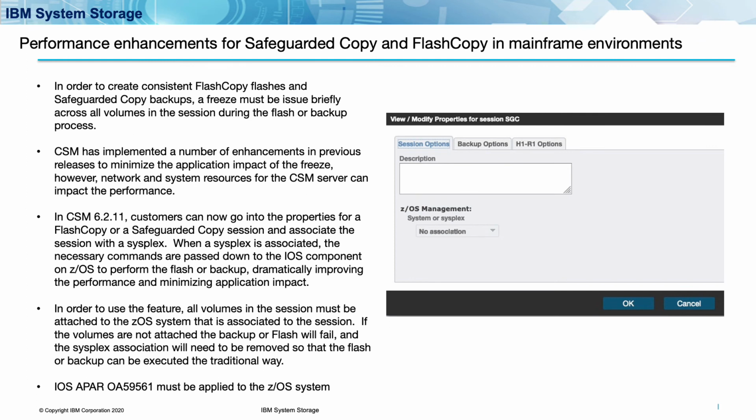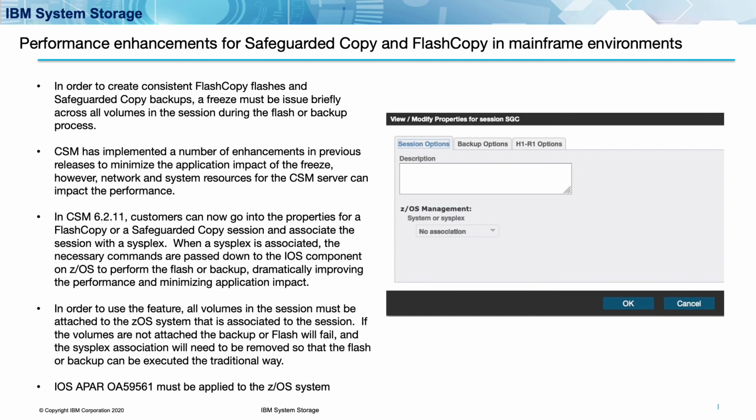So how do we do it? Well, we've worked diligently with our counterparts in the IOS z/OS team to supply a new solution. The IOS team is the same team that provides the HyperSwap support for CSM for all your high availability needs. Now, if you specify a z/OS association on a safeguarded copy or FlashCopy session, so that means you go into the CSM properties, view and modify properties for the session, you'll see that z/OS sysplex or system association. If you specify the system or sysplex there, CSM will then know for that session you want to enable this new feature.